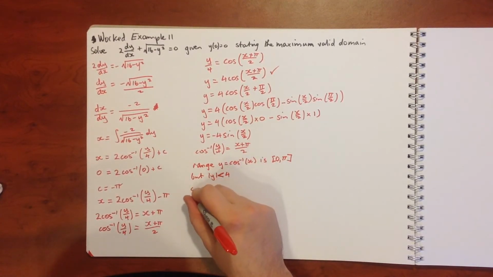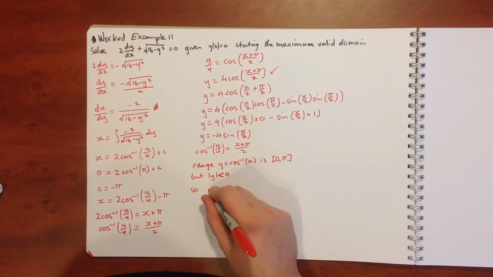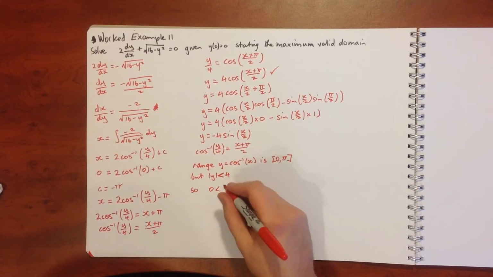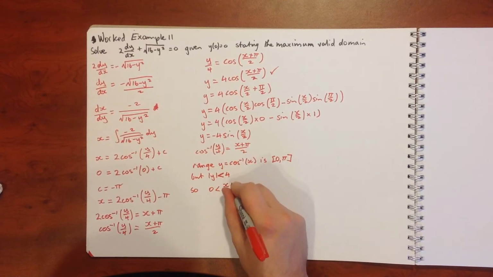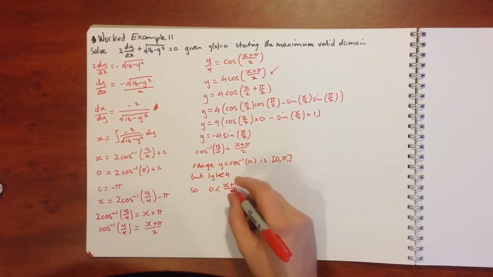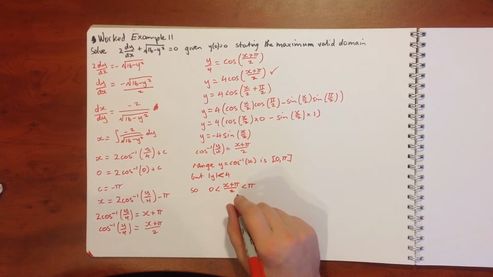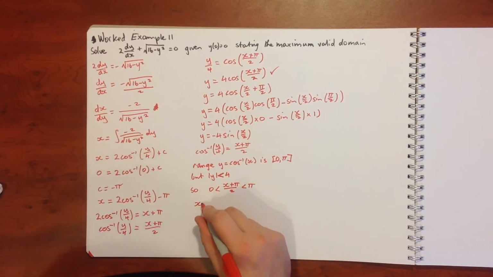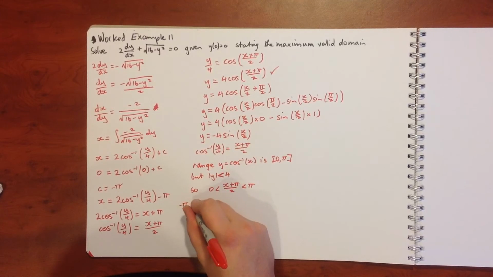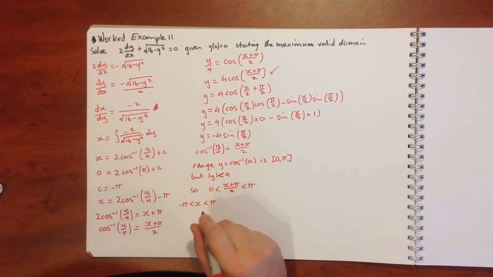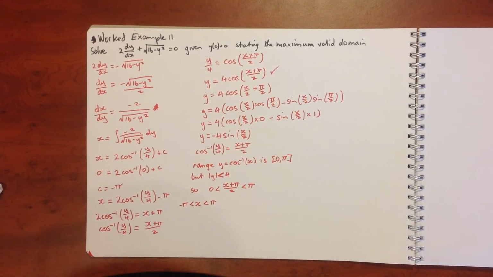So we end up saying that 0 is less than x plus pi on 2 less than pi. You can rearrange that and we find that negative pi is less than x is less than pi. That would be the largest domain that we could have, from negative pi to pi, once we rearrange this identity. So that's actually everything we have for this section.